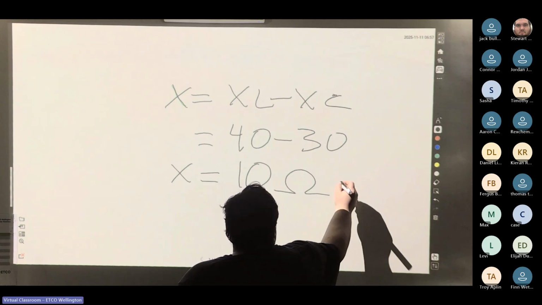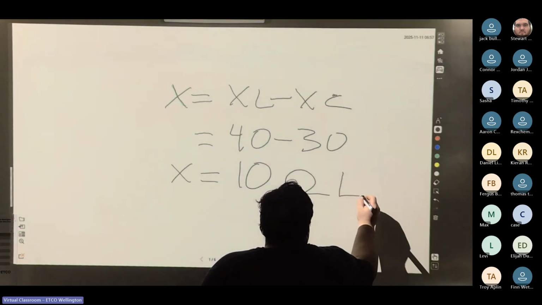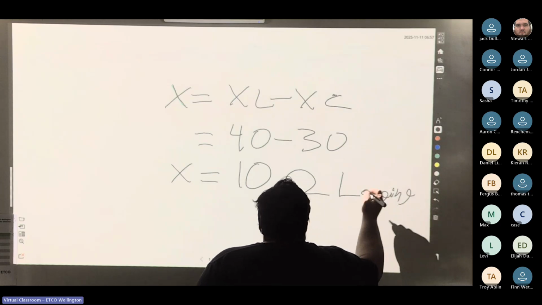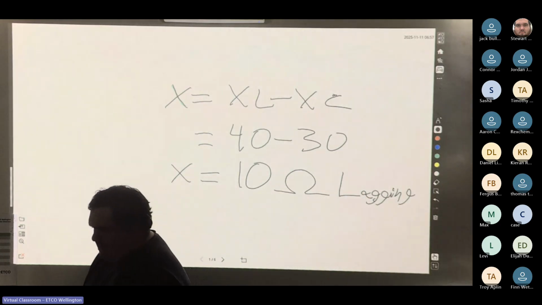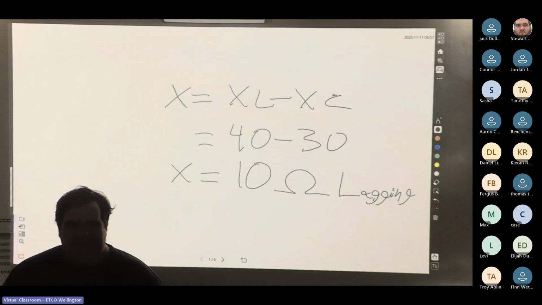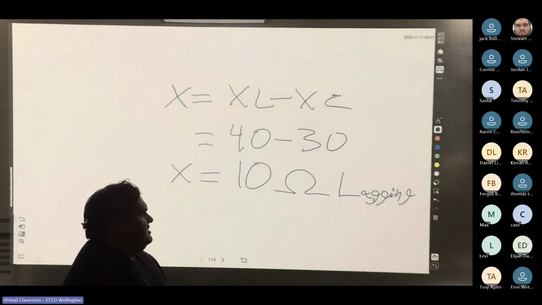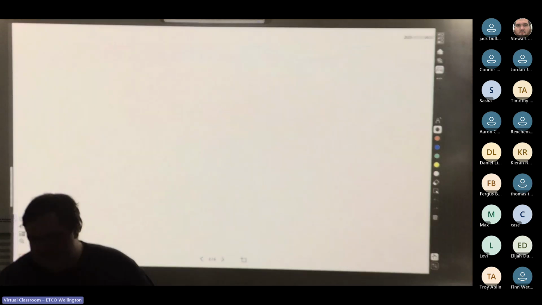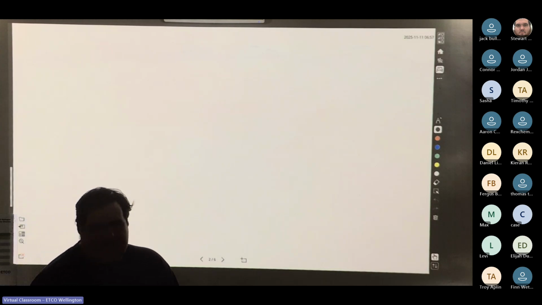And we will put it as lagging. The reason I'm putting it as 10 ohms lagging is to remind myself that this is lagging and it is XL. So we are going to find the impedance.